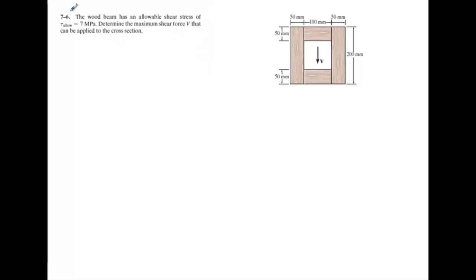This is problem 7-6. Here you're given the allowable. Your maximum allowable in shear is going to equal 7 times 10 to the 6 newtons per meter squared. So now all we're going to do is use this equation here, that the shear stress is equal to the shear, which is V, times Q over the moment of inertia I times the thickness that's occurring right there.